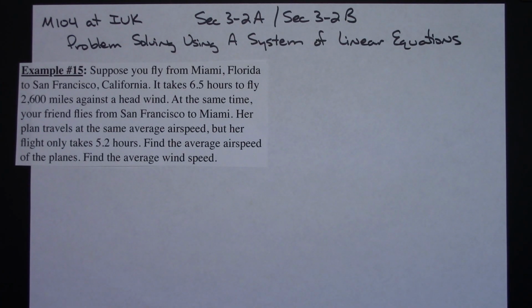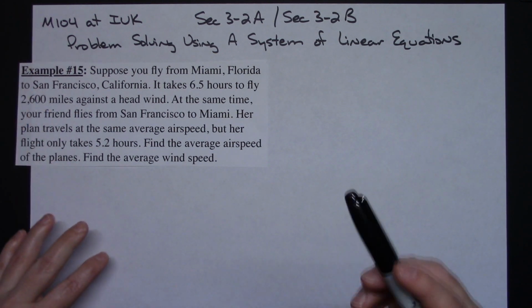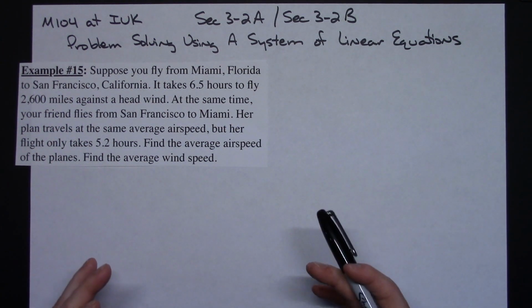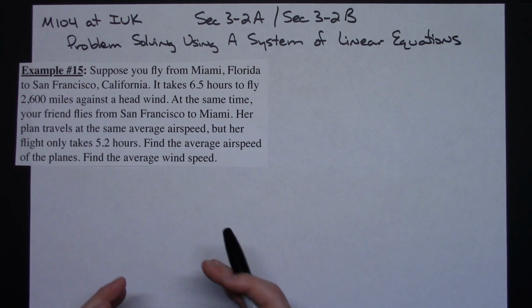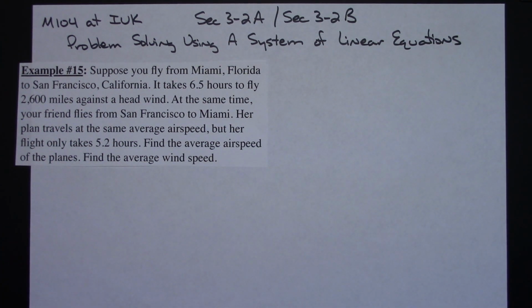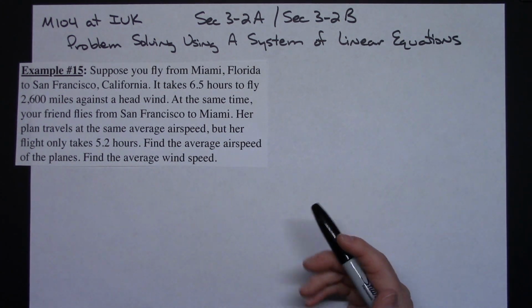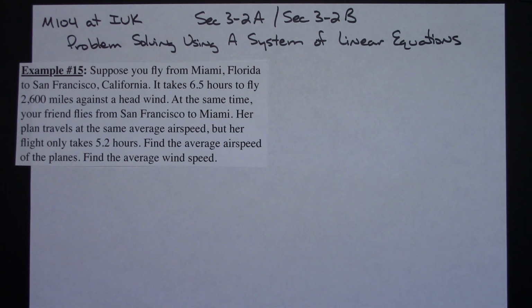In this video, I'm going to be making this for my 104 class at IUK. It's going to deal with problem solving using a system of linear equations. I've made a series of these videos because I'm only making one story problem per video. They are going to cover the types of problem solving that you're going to encounter in section 3-2A and 3-2B.